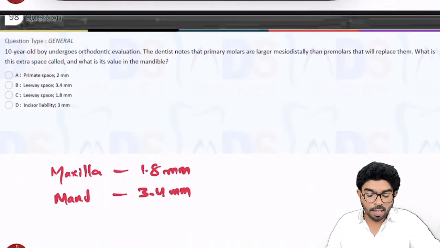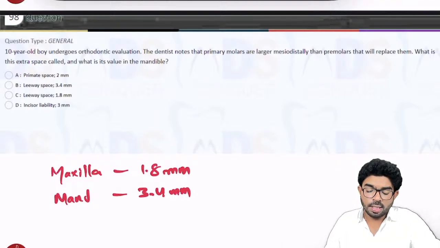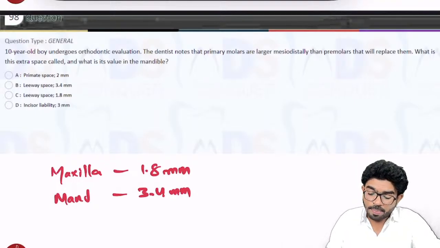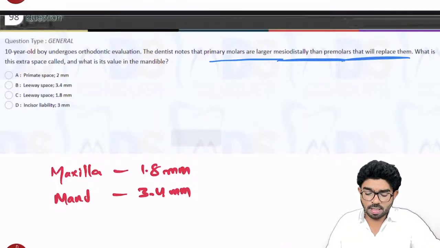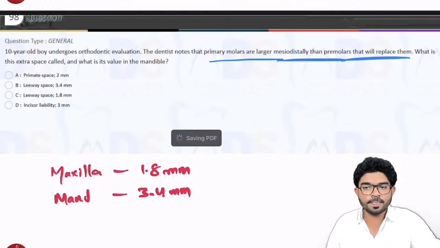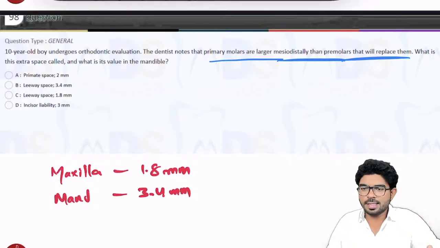Next comes a 10-year-old boy undergoing orthodontic evaluation. The dentist noted that the primary teeth are larger mesiodistally than the premolars. Primary molars are larger than the upcoming premolars. The difference between those is called leeway space. And do you know what primate spaces are? Primate spaces, or anthropoid spaces, are seen in the anterior region. Incisor liability is talking only about the incisors. So all these are ortho concepts which are related to your dental anatomy.